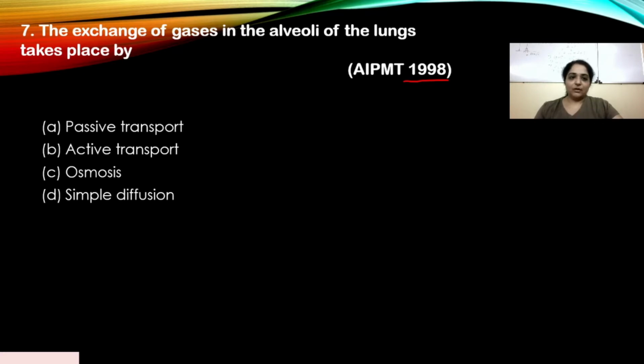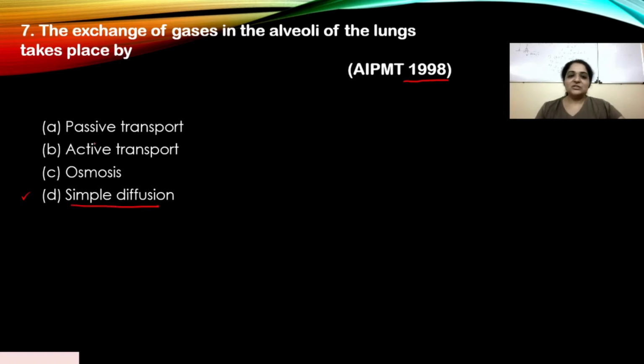Alright, so the exchange of gases in the alveoli of the lungs takes place by A, passive transport. Not really, we have to be more specific here. B, active transport. C, osmosis. D, simple diffusion. Clearly, if you watched my part 1, I have clearly explained exchange takes place by the process of simple diffusion. Stick it into your head. It is simple diffusion.